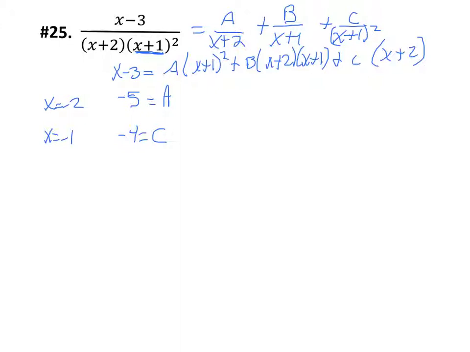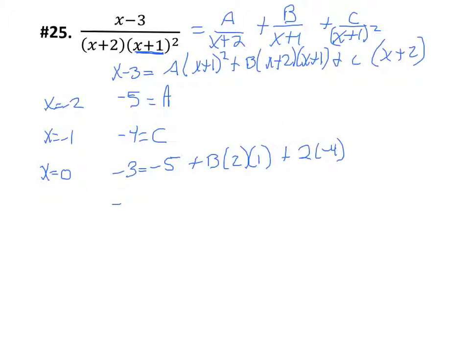Okay? Yeah, I would probably say 0. If you ever use 0, always use 0 because it's easy. Right? So let's let x equal 0, and then again, we got to plug in A and C here. So we get negative 3 equals, A was negative 5, so it's negative 5 times 0 plus 1, so it's just negative 5, plus B times 2 times 1, or 2B, plus 2C, and C was negative 4.